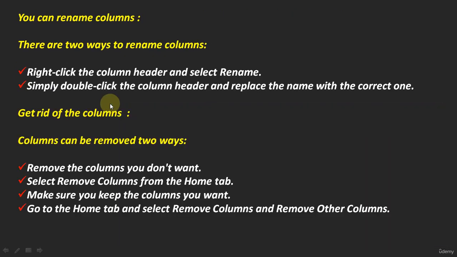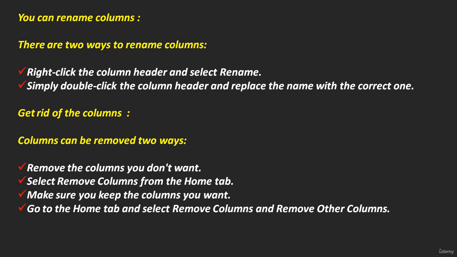And next we need to talk about how to rename columns, because you might find that one or more columns don't make sense, have spelling errors, or just aren't user friendly as your data comes in. When that happens, you can rename the columns. There are two ways to rename columns. Right-click on the column header and select Rename, or simply double-click on the column header and replace the name with the correct one.